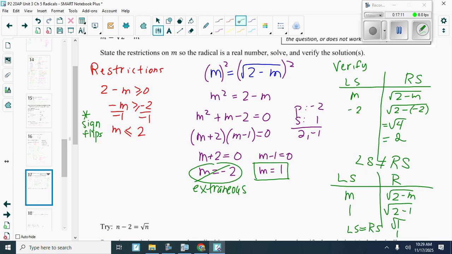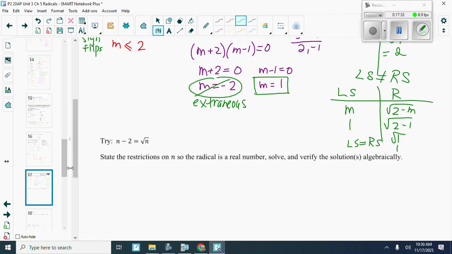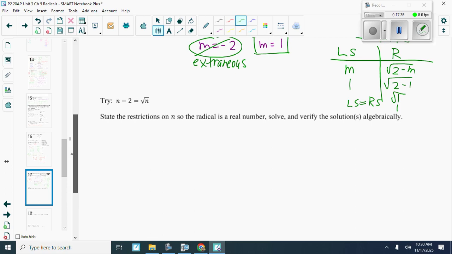Okay. So a fair amount of work for solving a radical equation when we do everything. Restrictions, isolating for our variable, solving for it, and doing our verification. Okay, so how about you get together with your group, head up to the board, and do this next question.